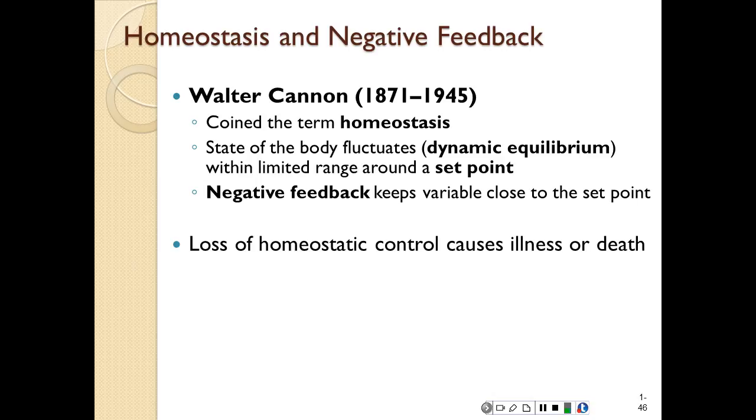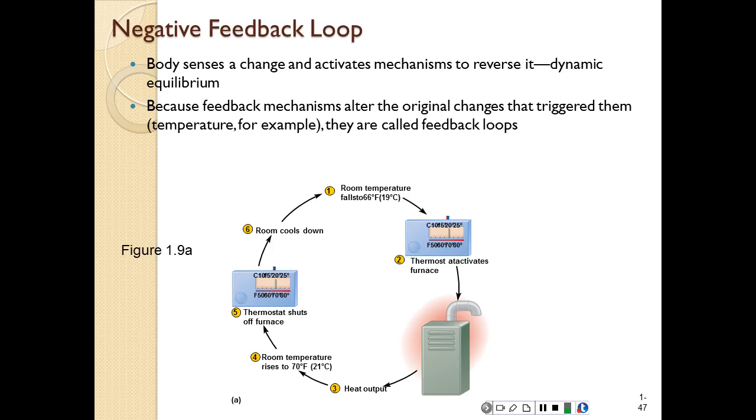Now, loss of homeostatic control causes illness or death. So if you have a fever, your internal temperature goes above 103, 104, 105, then it can cause brain damage as well as death. And if it goes below the 97, it can cause hypothermia and necrosis of the various tissues, and of course death eventually if you stay out there too long in the cold.